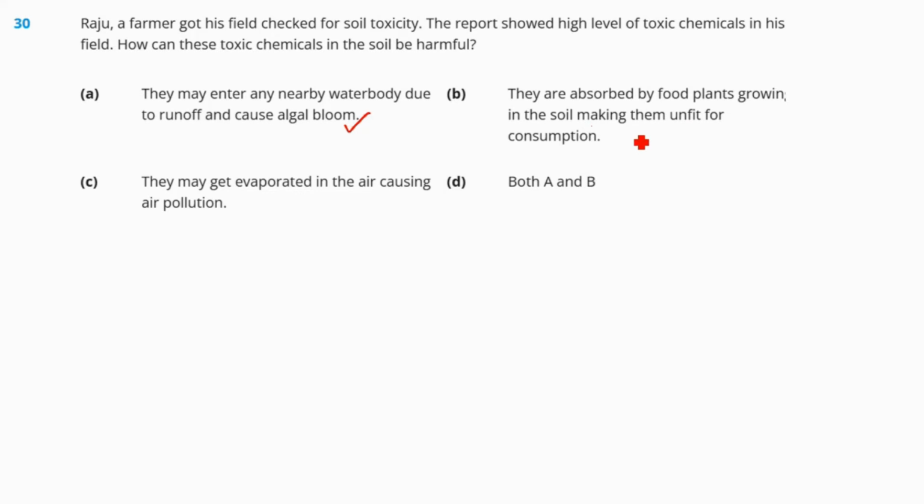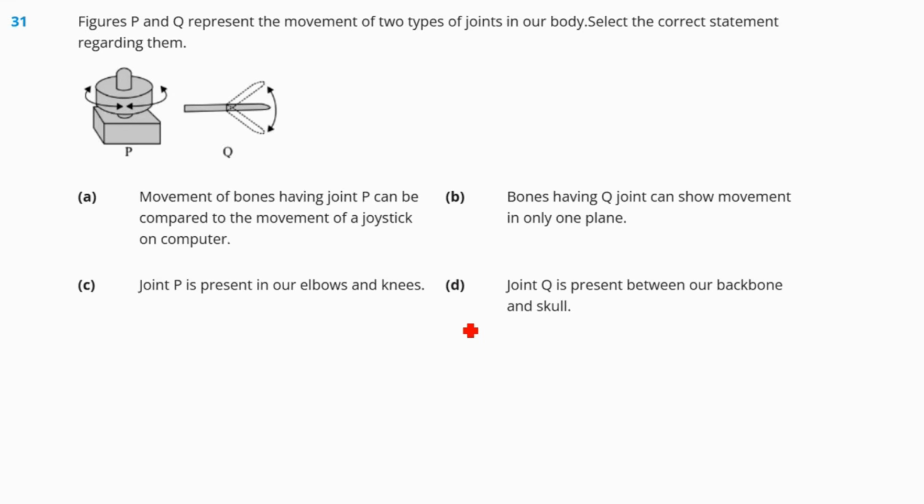They are absorbed by food plants growing in the soil, making them unfit for consumption. Toxicity is possible for absorption of the plants and it thus makes the food unhealthy. Okay, so this is also correct. They can be evaporated in air causing air pollution. No, this is wrong. So our correct answer should be option number D. Next is question number 31.